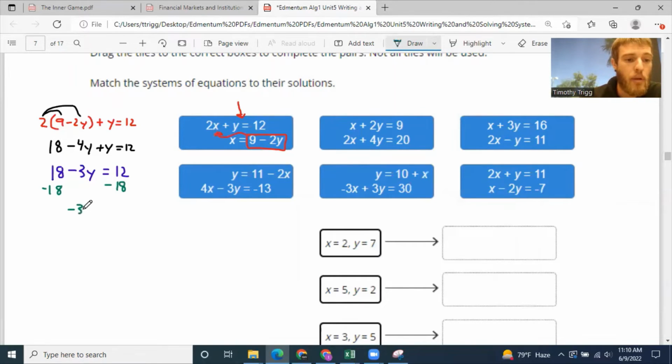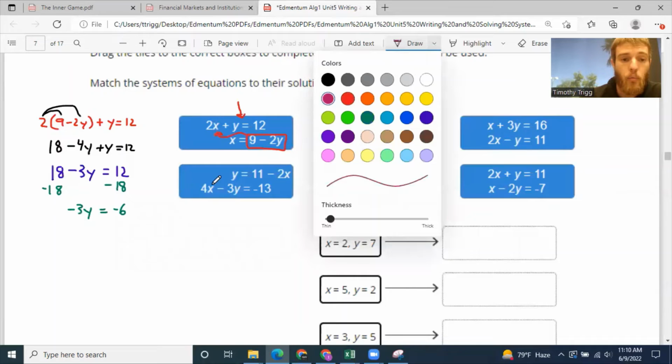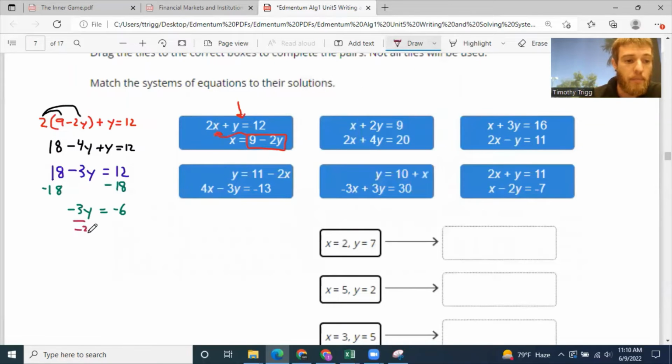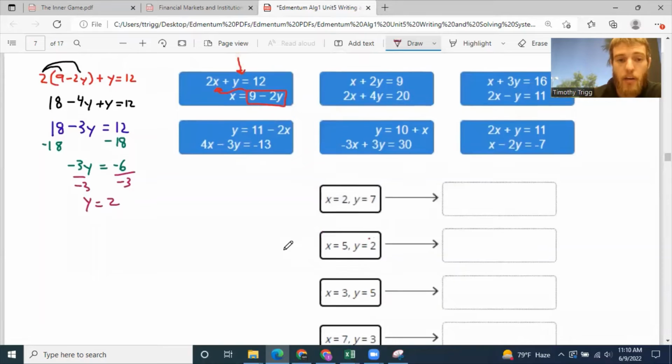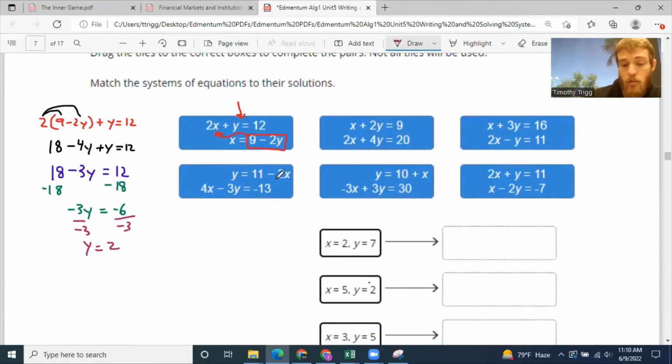Giving us negative 3y is negative 6. Lastly, to solve for y here, we're going to divide both sides by negative 3, giving us the y value is 2. Okay, so maybe it's this one. I don't know. Not all the tiles will be used, so that's one thing to keep in mind.